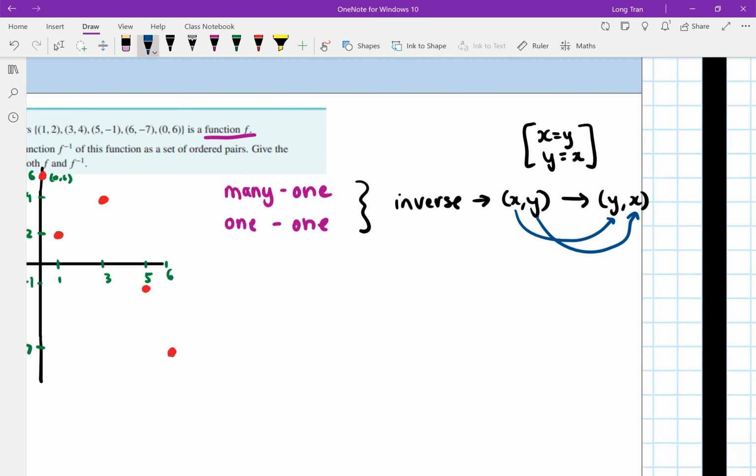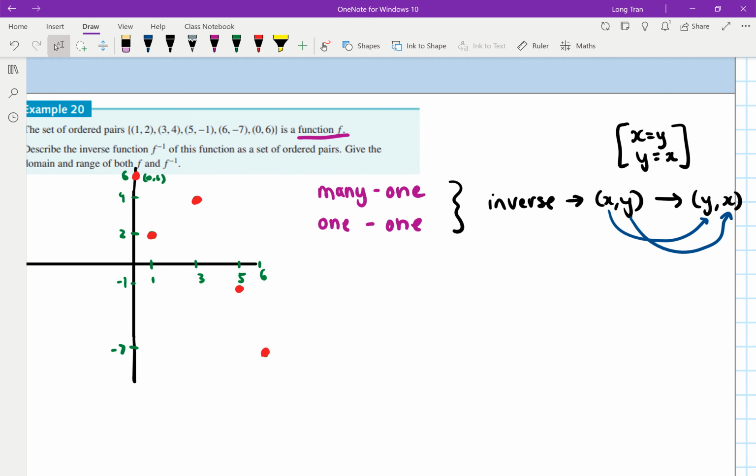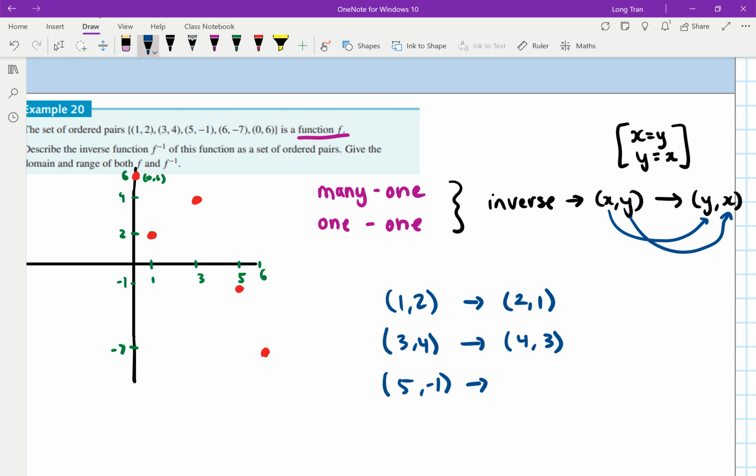Then our coordinates would now become: (1, 2) becomes (2, 1). (3, 4) becomes now (4, 3). And then what's this? (5, -1) now becomes (-1, 5). And then (6, -7) becomes now (-7, 6). And then finally (0, 6) becomes (6, 0).